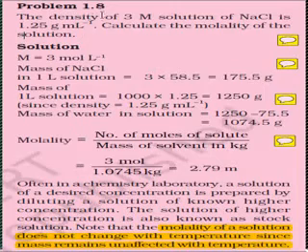Problem 1.8. The density of 3 molar solution of NaCl is 1.25 gram per ml. Calculate the molality of the solution. So here we have to calculate molality. Now it is given molarity is equal to 3 mole per liter. So here you can write the unit as molar, 3 molar, or you can write it as 3 mole per liter.